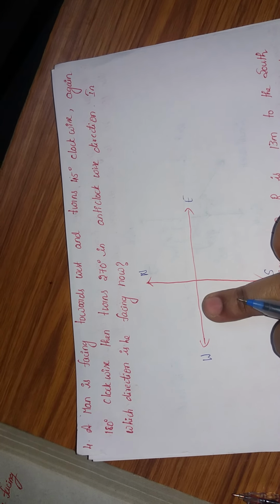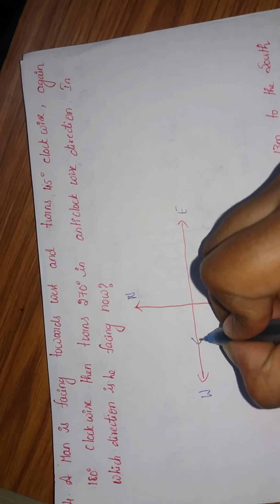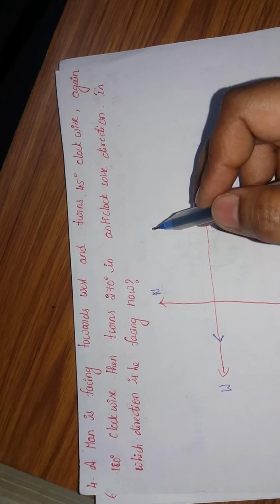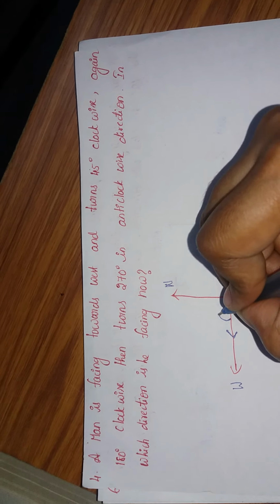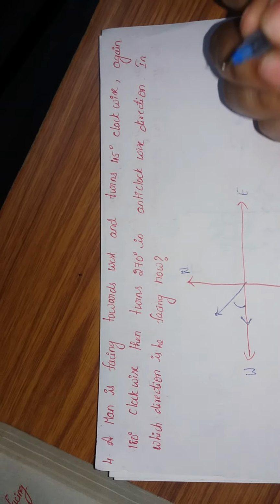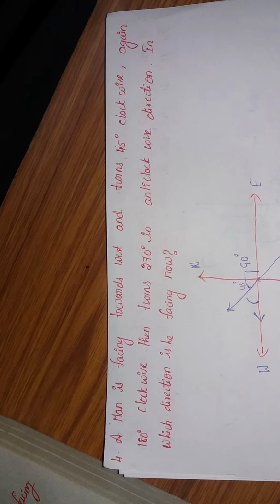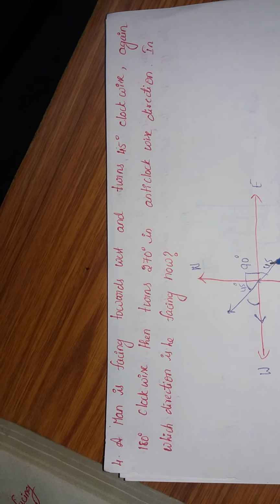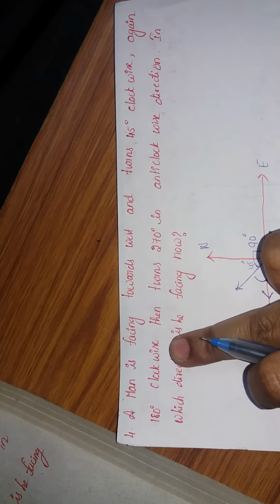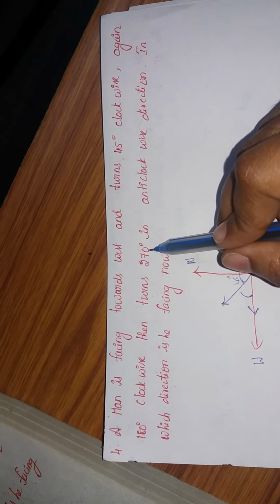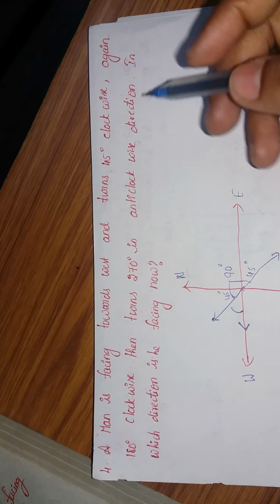A man is facing west direction. West means he is looking towards west, and then he turns 45 degrees in a clockwise direction. Clockwise means he is in this position, and again 180 degrees in a clockwise direction. This is 45 degrees, this is 90 degrees, and 90 plus 90 gives 180 degrees. Then he turns 270 degrees in an anti-clockwise direction.